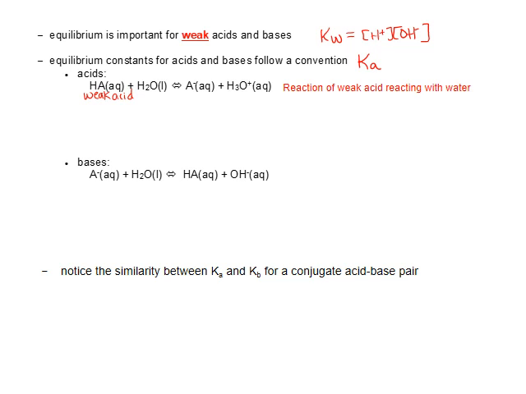Since equilibrium constants are always product concentrations over reactant concentrations, the equilibrium constant expression for this reaction will be the concentration of H3O+ times the concentration of A- over the concentration of HA. We define this equilibrium constant to be Ka, and it is the equilibrium constant value for the reaction of a weak acid reacting in water.